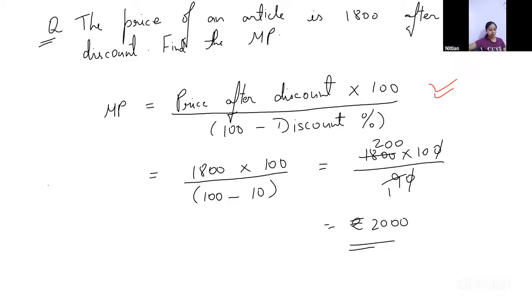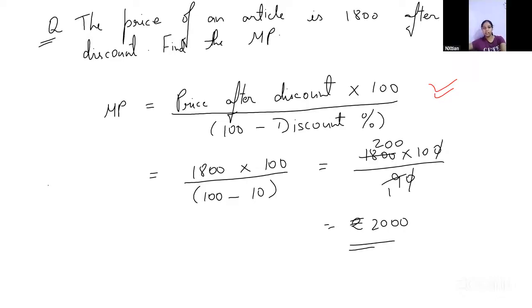Ma'am, how come you only cut one of the zeros? I cut one of the zeros of 90 with one of the zeros of 100. And then 9 1s are 9, and 1800, because 1800 is divisible by 9. So I cut it 200 times, then multiply 200 with 10 to get 2000.